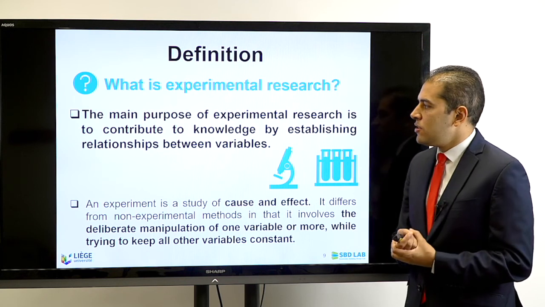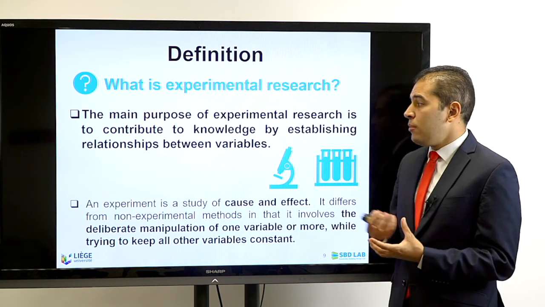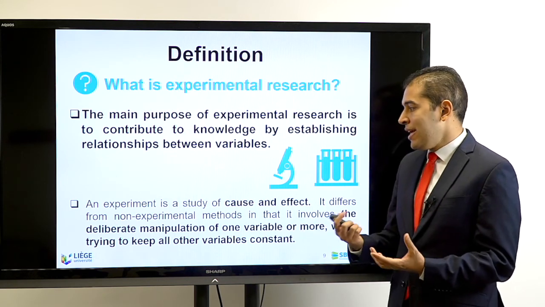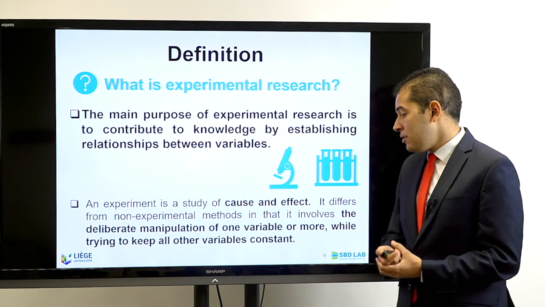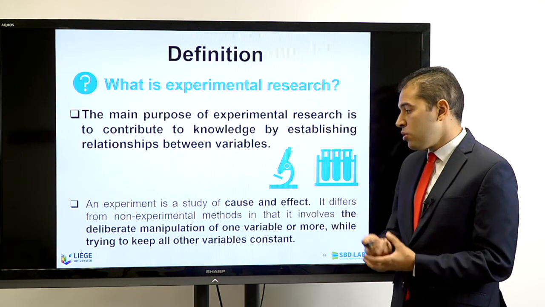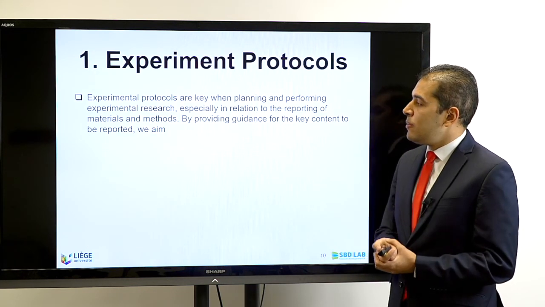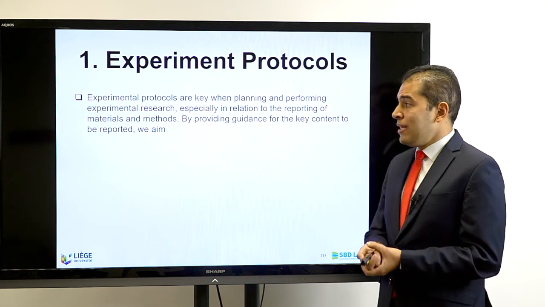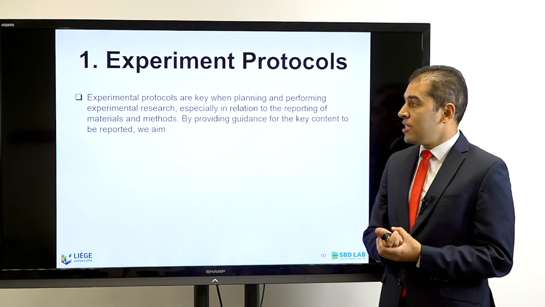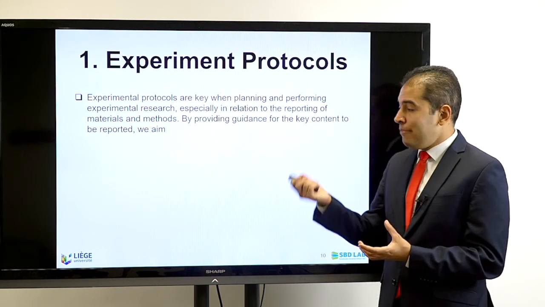So what is experimental research? The main purpose of experimental research is to contribute to knowledge by establishing relationship between variables, and an experiment is a study of a cause-effect, and it differs from non-experimental method in that it involves the deliberate manipulation of the variable or more while trying to keep all other variables constant. And in this sense, experimental research is based on experimental protocols that are key when planning and performing experimental research, especially in relation to the reporting of materials and methods.